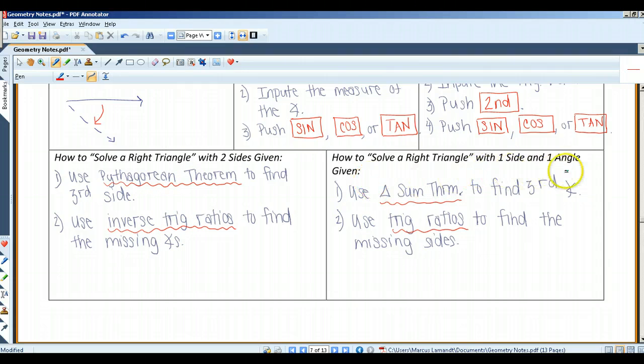If you have 1 side and 1 angle, well, you know it's a right triangle, so one of the angles is 90 degrees. If you have a second angle, you can use the triangle sum theorem, that's the theorem that says all the angles in a triangle add up to 180, to find the 3rd angle. And then you can use regular trig ratios to find the missing sides. And that's all for Unit 7.